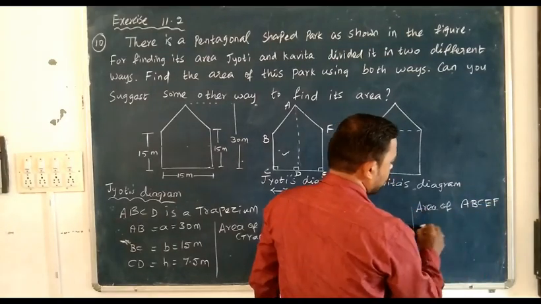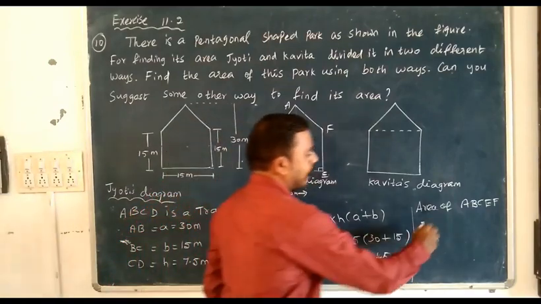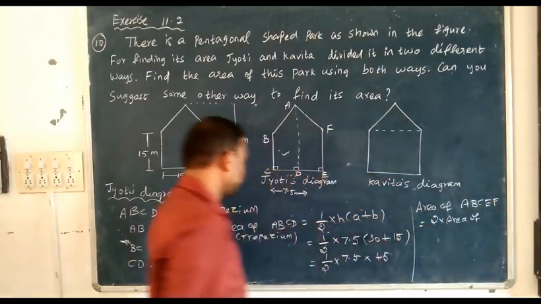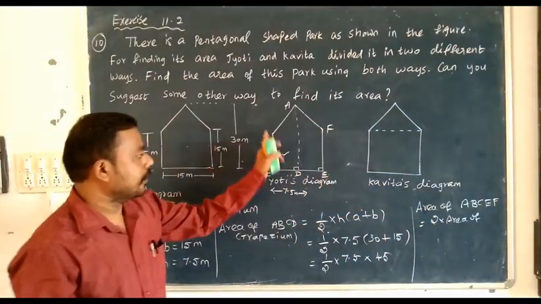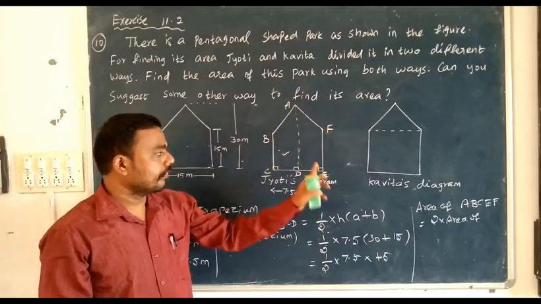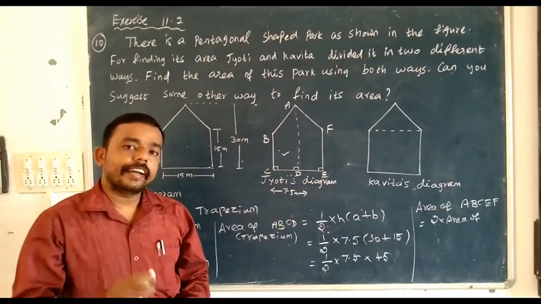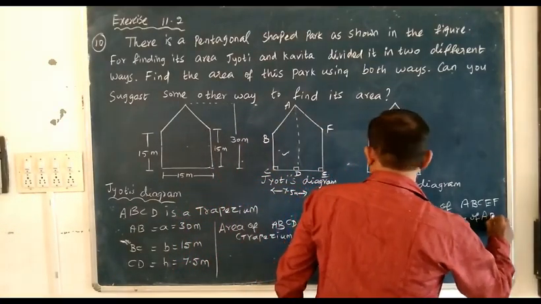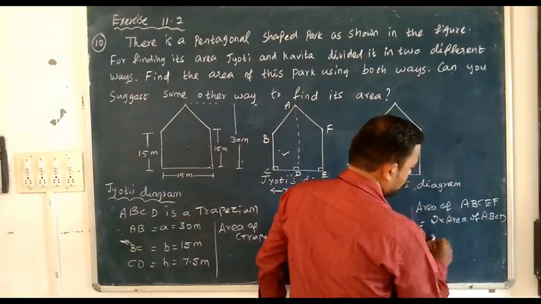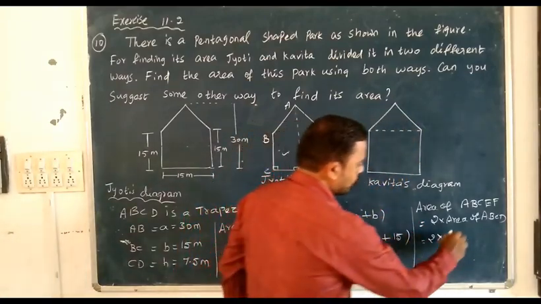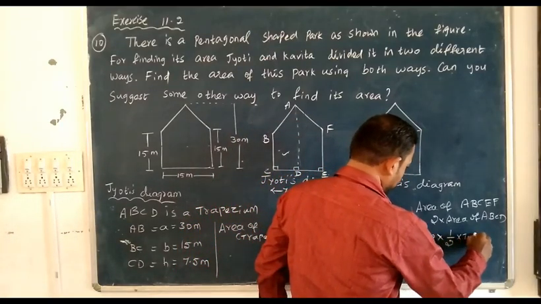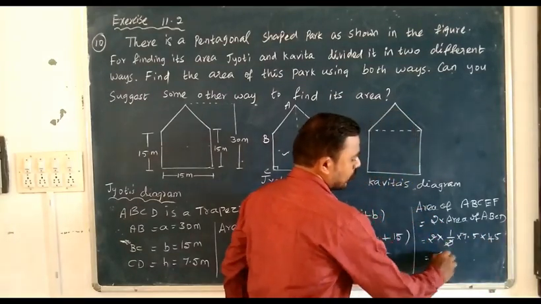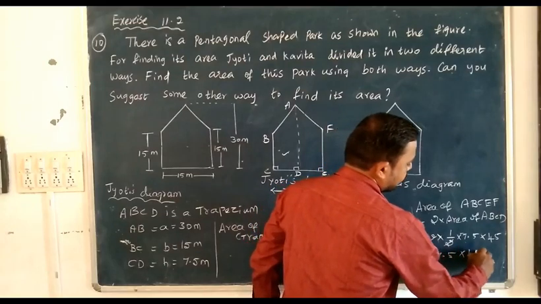Area of ABCEF equals 2 times the area of ABCD. Why? Because ABCD and AFED are both equal, so we can write 2 into the area of ABCD. That is 2 into, already we have the answer, 1/2 into 7.5 into 45. Now cancel this 2. Now 7.5 into 45.